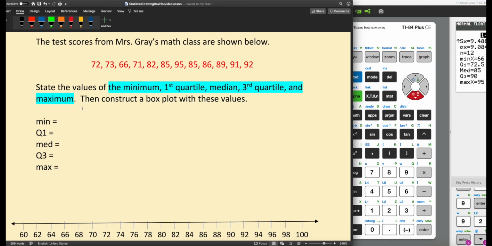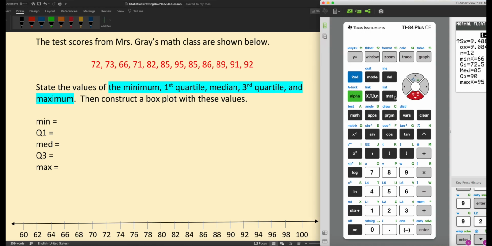So let's put all this information into our calculator and get that point on the Regents, because that is the first point you will get, is correctly identifying the information they're asking for. So remember to clear your calculator. Second plus 712 enter, then it's stat enter, and now you put all the test scores in.